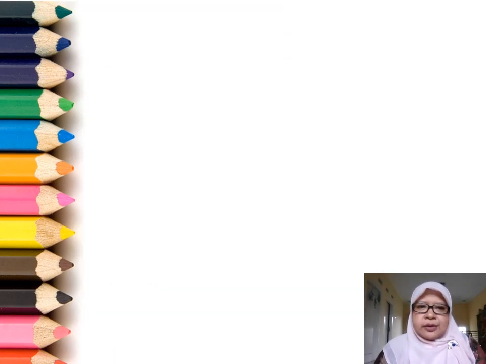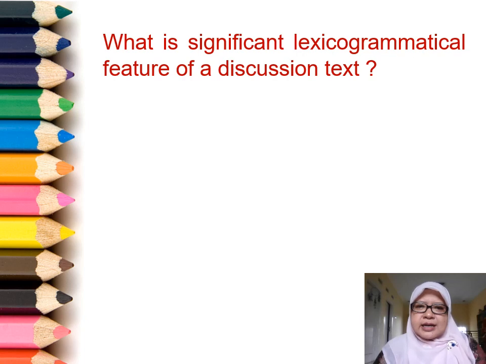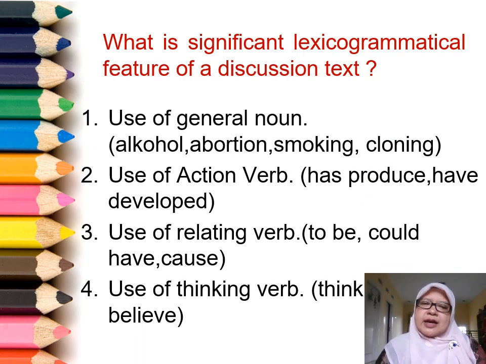And then what are the significant lexicogrammatical features of the discussion text? The first one is use of general nouns, for example, alcohol, abortion, smoking, cloning. And then use of action verbs, has produced, have developed. Use of relating verbs, for example, to be, could, have, and cause. And use of thinking verbs, like think, feel, believe.